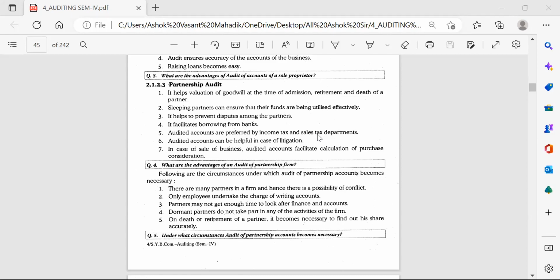If you get your books audited, it is very easy to get loans. Not easy, but it will be convenient. Okay. Fifth point, audited accounts are preferred by income tax and sales tax departments.